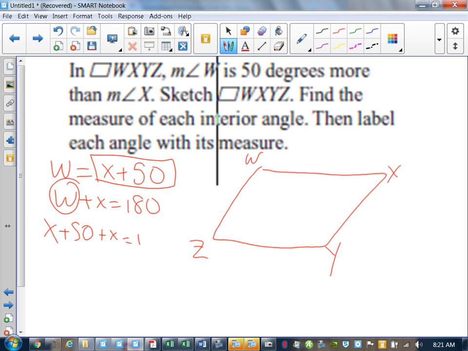Because eventually, when it does get a little bit more complicated, it'll be easier to see how it works. What's that? So you get 65 for X, and then W is 50 more than that, which is 115.